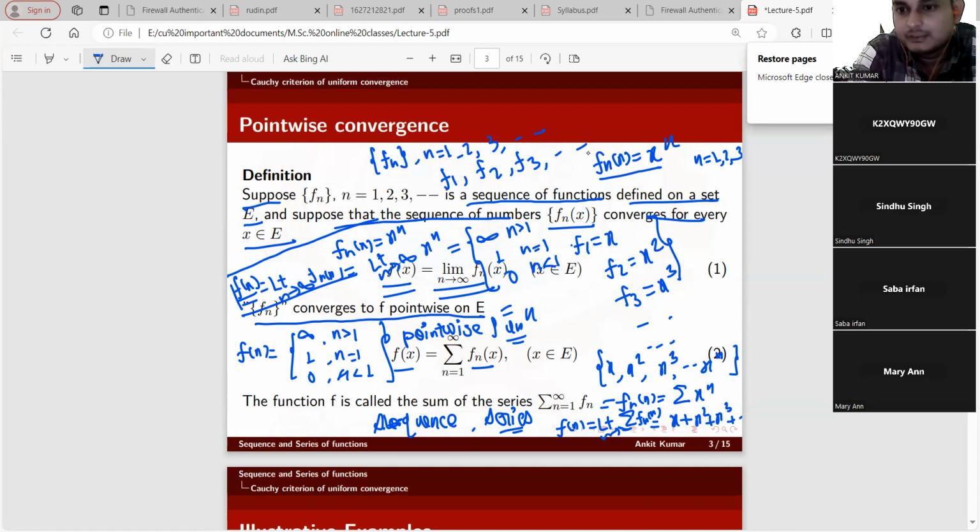So this is a pointwise convergence because we calculate the convergence point by point, for x equal to 1, x equal to 0, x greater than 1, x less than 1. So we calculate the convergence pointwise. Okay. So this is called the pointwise convergence of the sequence.